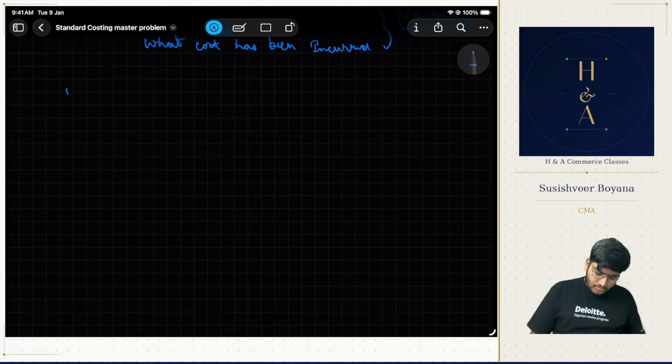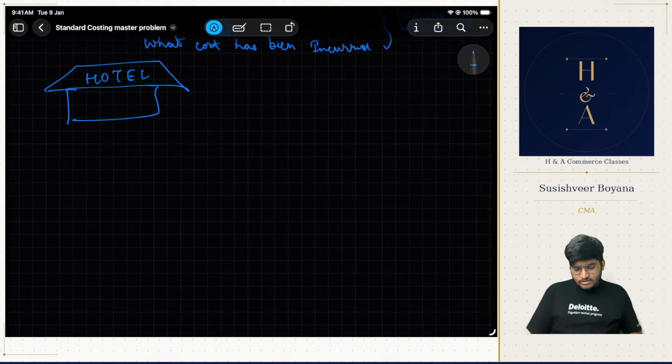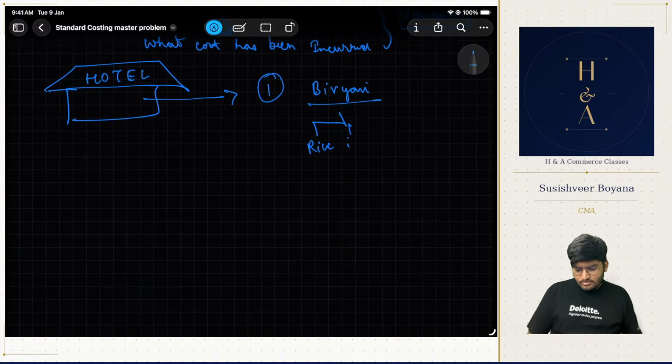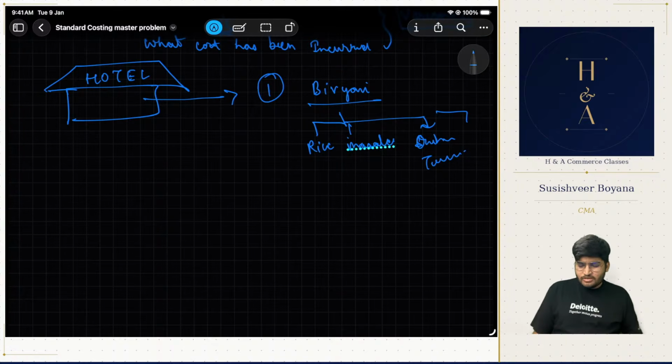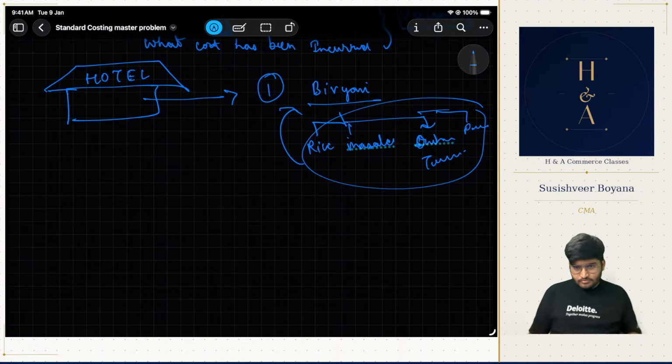Okay. So let us say you have a super cool hotel. I know the drawing is great. Right. So in this super cool hotel, you have only one product. The product is everyone's favorite, biryani. Right. So biryani needs rice, masala, onions, tomatoes. Right. If you're non-vegetarian, chicken, mutton, or if you're a vegetarian like me, paneer, etc. So there are various components that go into biryani.